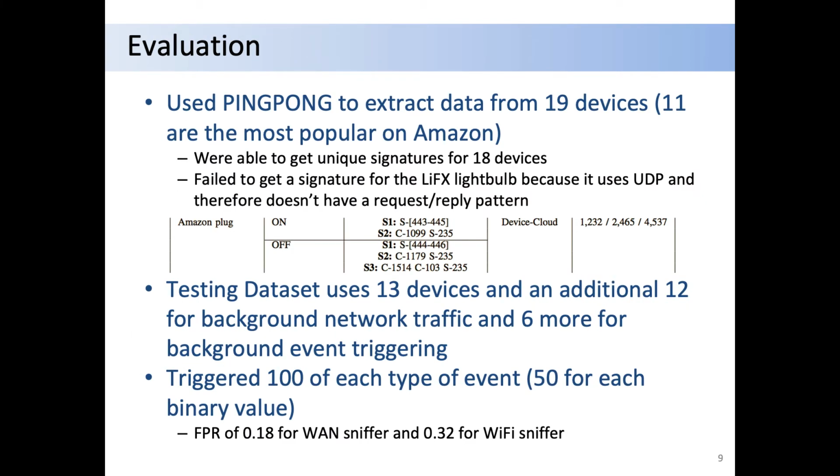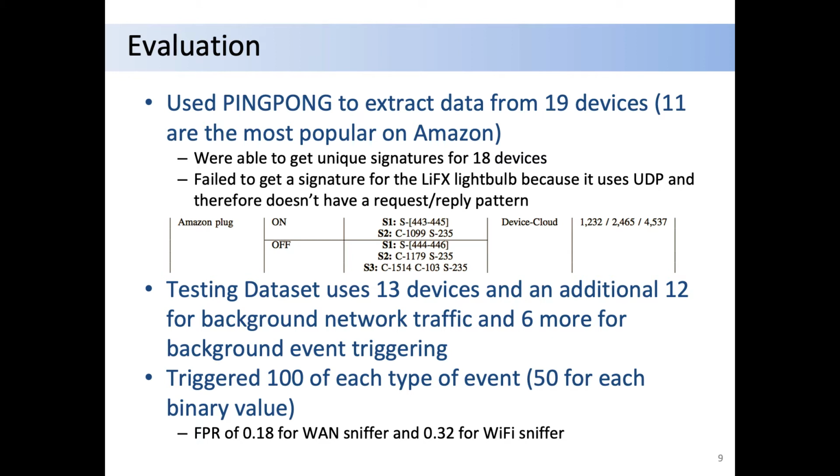Okay, so for the evaluation of this system, they used data from 19 different devices, 11 of which are the most popular on Amazon. And they were able to get unique signatures for 18 of the devices through their automated process: filtering, clustering, validation. The only device that they failed to get a signature for was the LIFX light bulb. And this was because it uses UDP, which is connectionless. There's not going to be a typical request-reply. There's no acknowledgement pattern that you would normally see in a TCP connection.